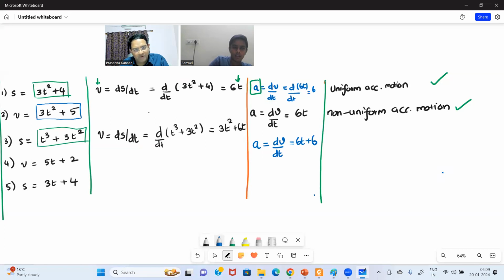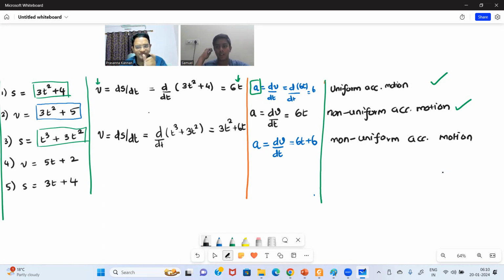The moment in the acceleration equation you have a time t, then what is it? Then it is non-uniform accelerated motion. Is that clear to you? Yes. If acceleration changes with time, it is non-uniform accelerated motion. If acceleration doesn't change, how do you know by looking at the equation? That is, if it doesn't change with respect to time. That's correct. But how do you know from the equation? If it doesn't depend upon time.